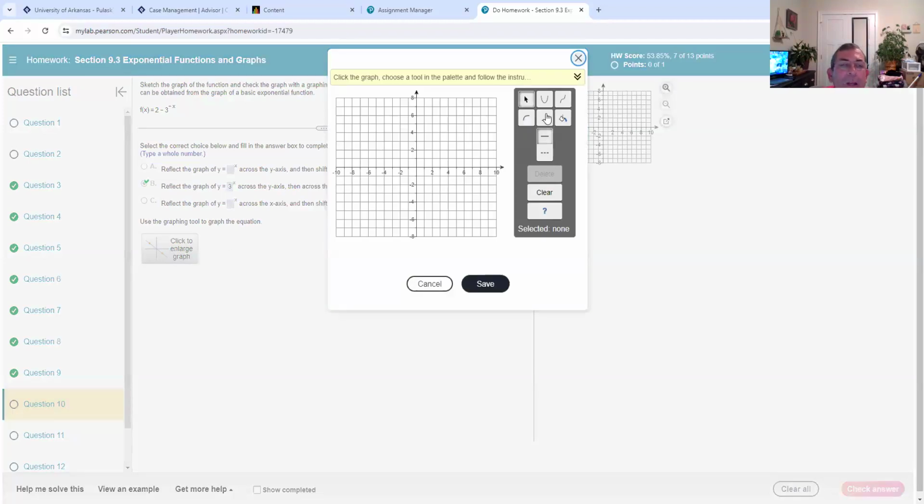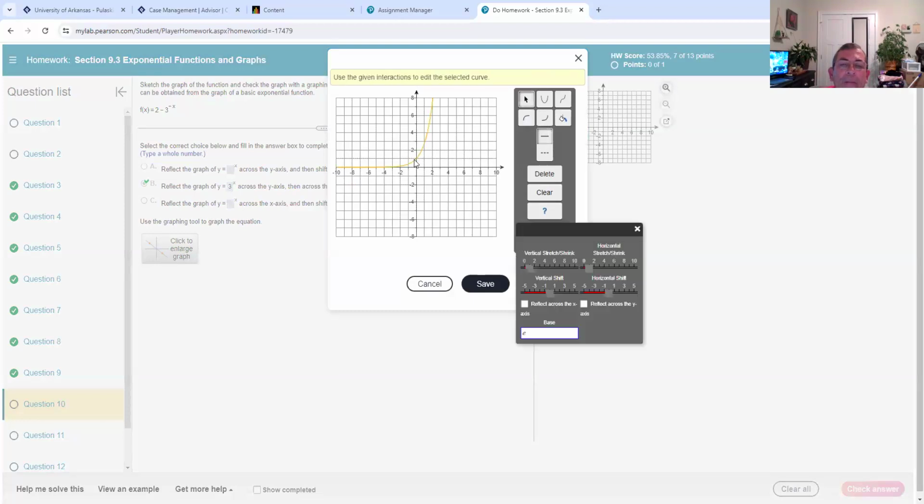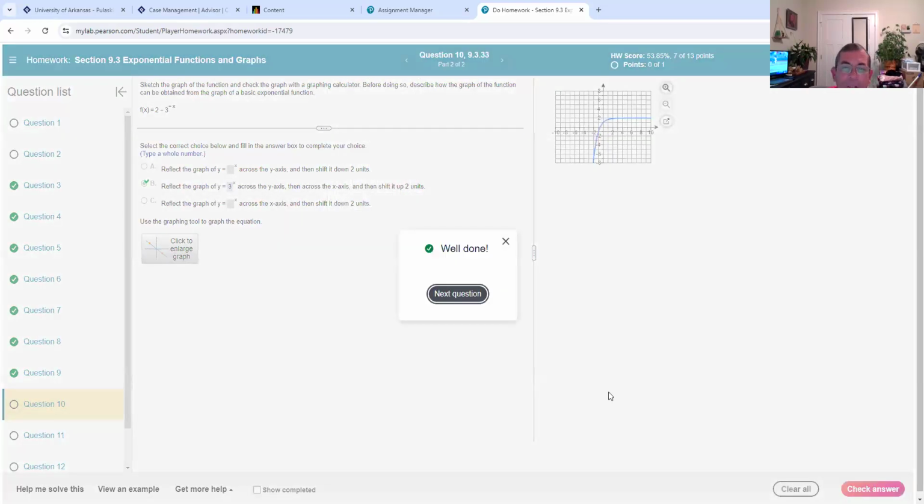Now, click your graph. You want to grab your exponential, click anywhere on the graph. You're going to come down here, reflect it across the y-axis. You're going to come reflect it across the x-axis. We're going to move it up 2 on the vertical. And we're going to change that base from an E to a 3. Okay? So you got all your moves. You're going to hit save and then check your answer.